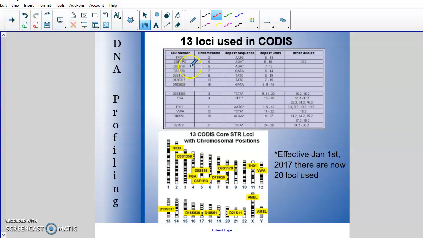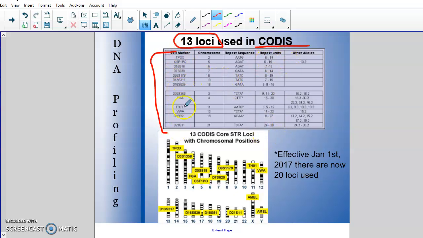The FBI uses 13. They actually bumped it now to 20. But there's 13 common loci used in the CODIS database, and here's what they are. Here's the names of them. Here's what chromosome they're on, and here's the repeats. Like the TPOX STR marker is on chromosome 2, and its repeat is AATG. You can get between 6 and 14 repeats on it, right?